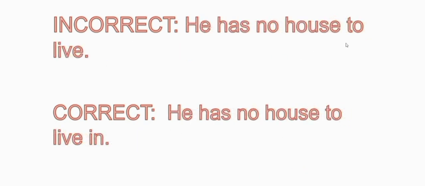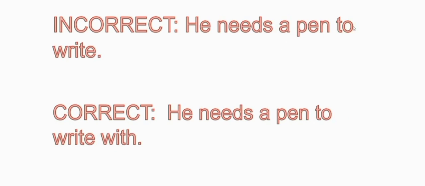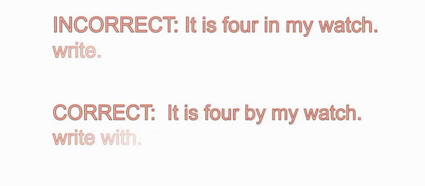He has no house to live. To live is wrong. To live in is correct. So he has no house to live in. He needs a pen to write. To write is wrong here. To write with is correct. So he needs a pen to write with. He needs a pen to write with is the correct sentence.